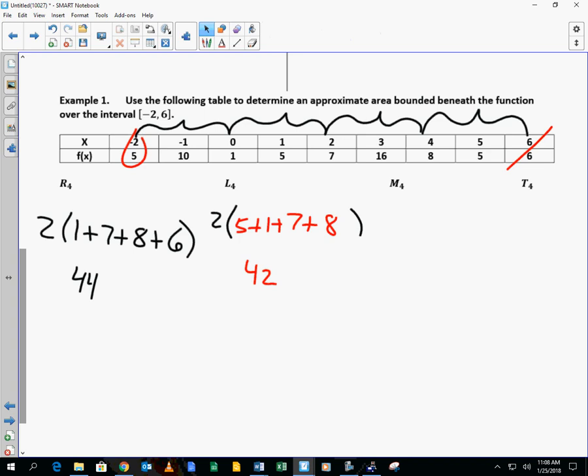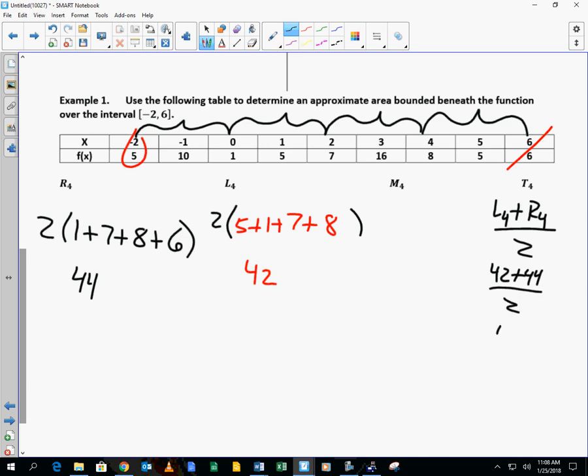Trapezoidal, I'm going to do that before the midpoint. Trapezoidal, it's just the average, right? L4 plus R4 divided by 2, so 42 plus 44, and I get 43.